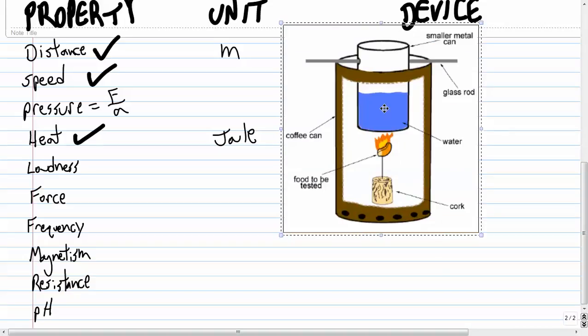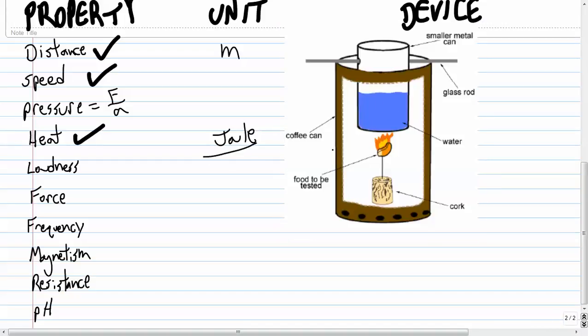All you do is take a can and suspend some water above something that'll burn, like maybe a peanut or a piece of wood. You burn it, and you see how much warmer it makes the water, and that'll tell you how many joules worth of energy were in the object. So this device is called a calorimeter. It's called a calorimeter after the calorie, an old unit that we used to use to measure energy. And the food industry, unfortunately, is still using that unit, even though it's kind of silly.